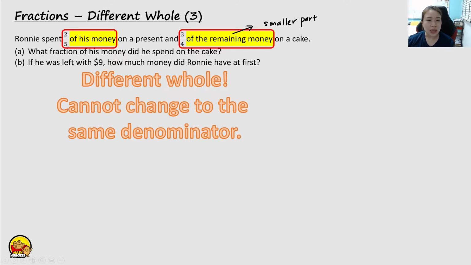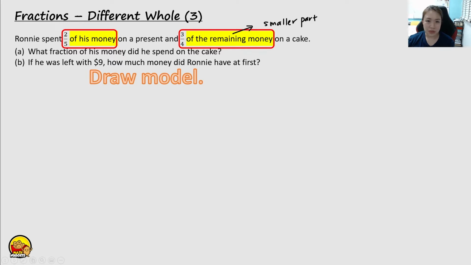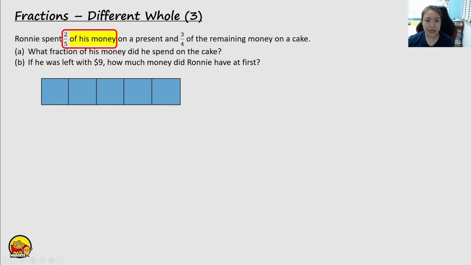So if we can't do that, we can draw the model. I will draw the whole, which is 5 units. 5 units, and let's indicate there that he spent 2 of them on the present. Then this will be the remaining money. That's the remainder. So what next? Now, 3/4 of the remaining money on a cake. Now you notice they say 3/4 of the remaining, which means they want the remainder to be 4 parts.